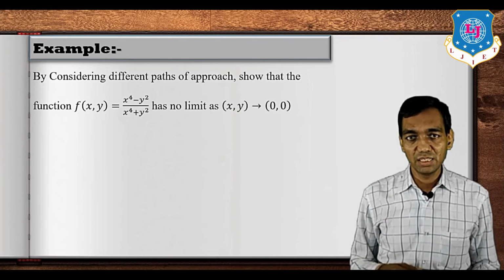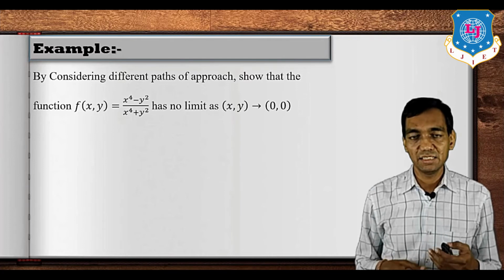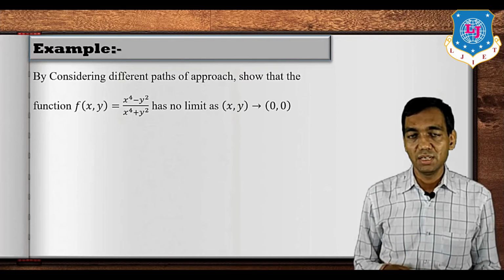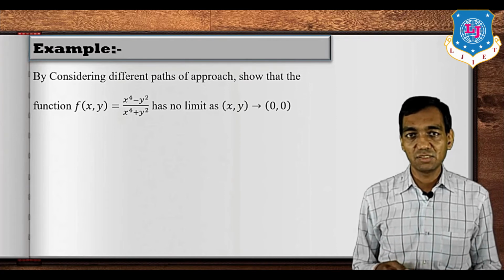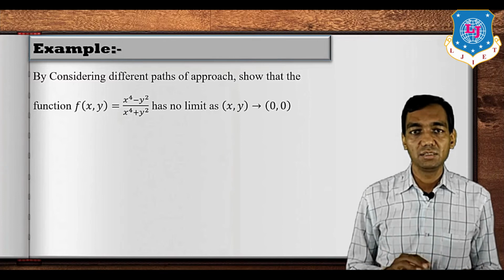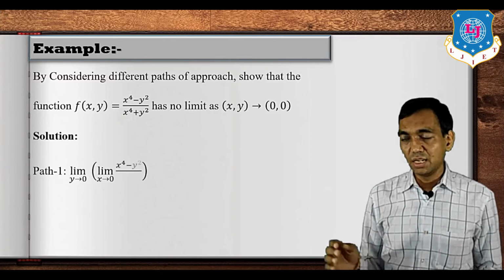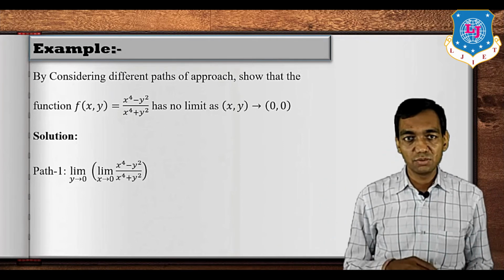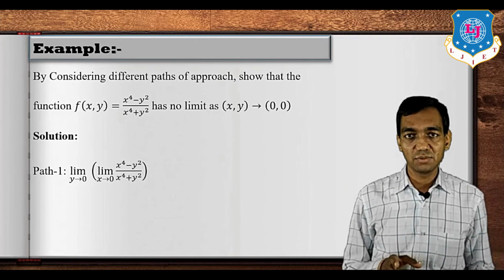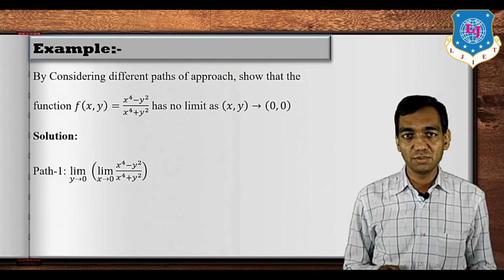f of (x, y) is equal to x raised to 4 minus y square divided by x raised to 4 plus y square has no limit as (x, y) tends to (0, 0). So first we start with our path 1: limit y tends to 0, limit x tends to 0, of x raised to 4 minus y square upon x raised to 4 plus y square.